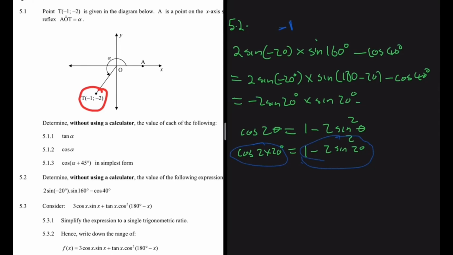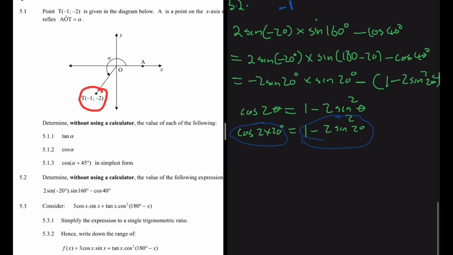So here we're going to have minus 1 minus 2 sine of 20 degrees squared, right? And then that will all be equal to, so we have minus 2 sine 20 degrees multiplied by sine of 20 degrees. That will be minus 2 sine of 20 degrees squared, right?